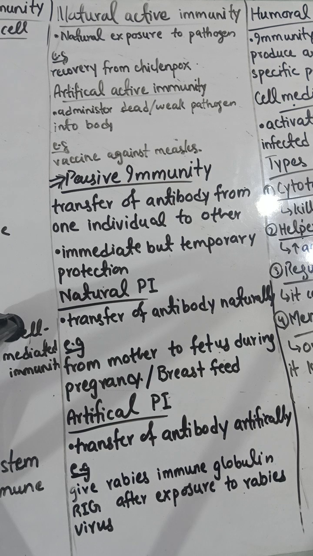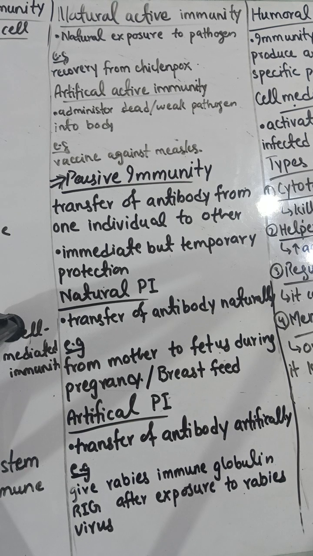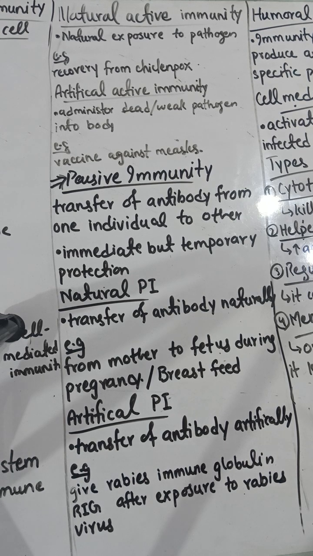Your immune system will activate, and after the whole mechanism, which I will explain to you further, your body will produce the immunity against it, and you will recover from this disease. So this is called natural active immunity, where you have treated yourself from a disease.